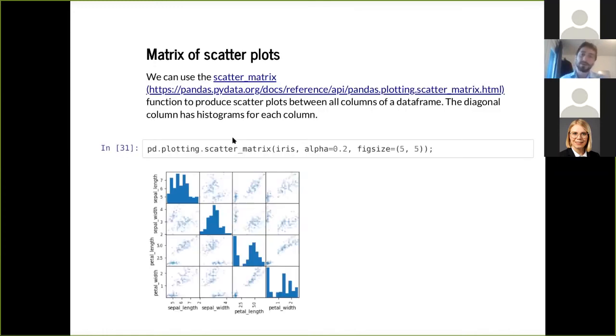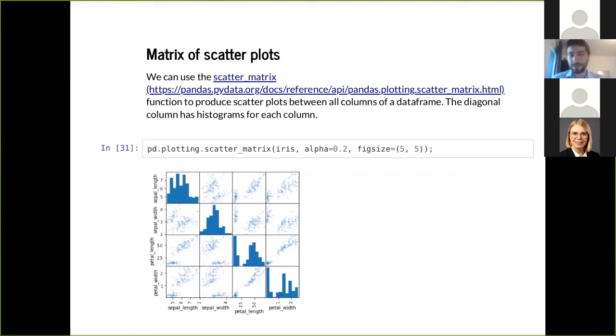And an even more interesting function is the scatter matrix function that lets you plot, for each pair of attributes of your data frame, a scatter plot. So this is very useful when you have new data and you still don't know what to analyze or where to look. You don't know what the patterns are, so you want to look at everything. So for each pair of columns, I want to know how they relate to each other.